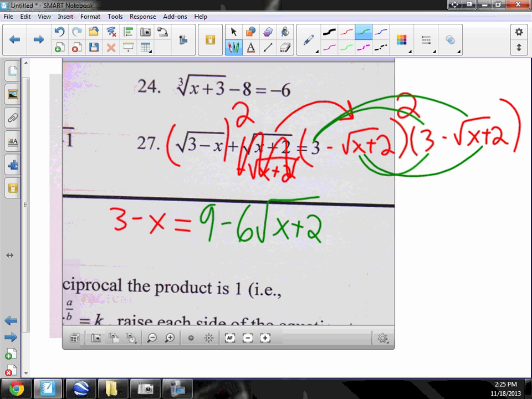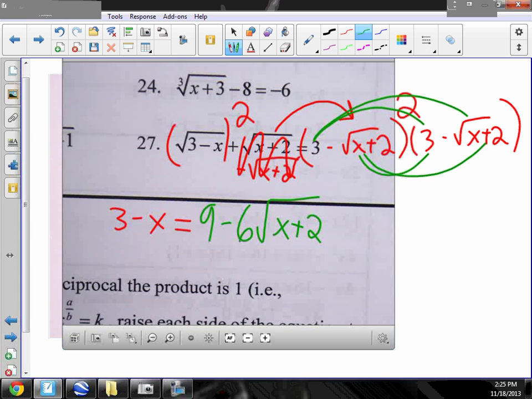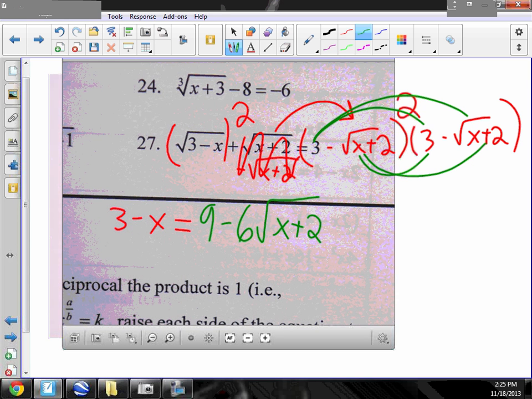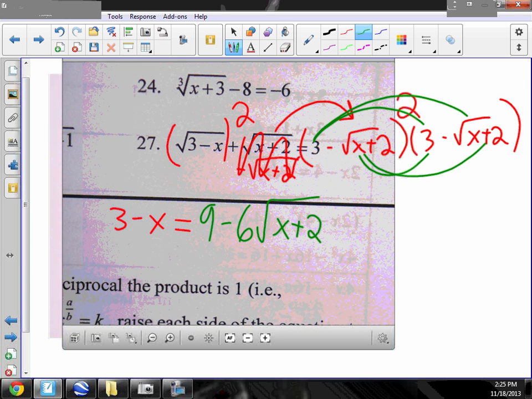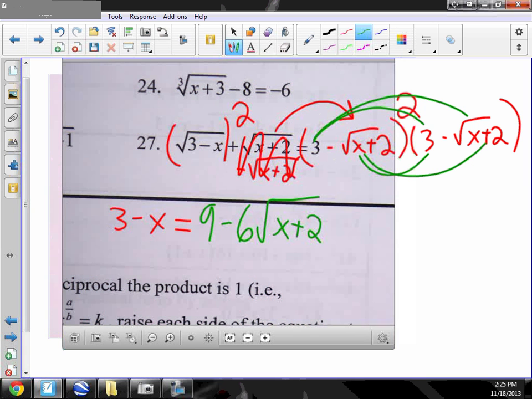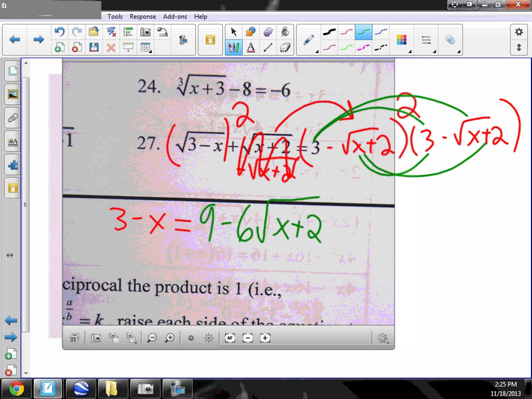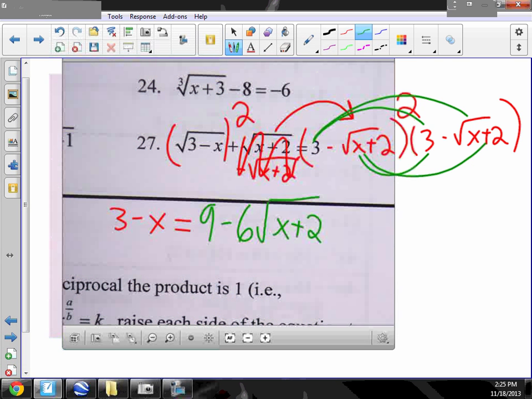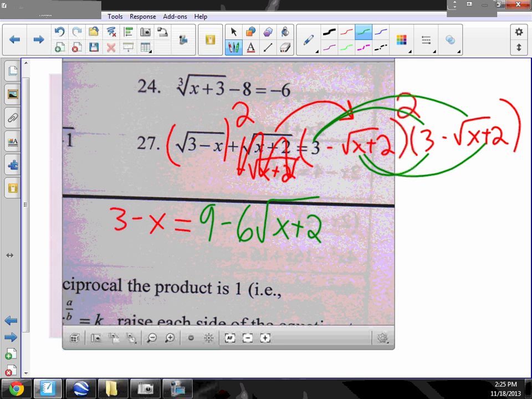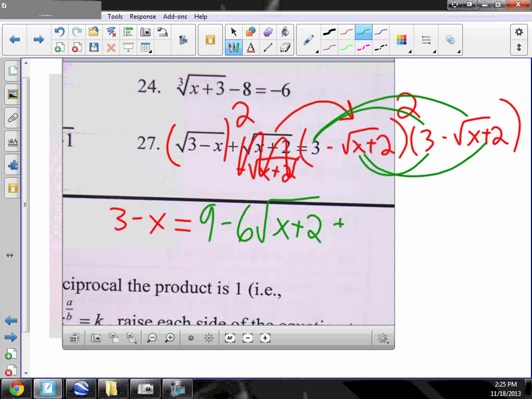And for the last one, what am I going to get? This one's kind of tricky. It's negative square root of x plus 2 times negative square root of x plus 2. Positive x plus 2. The negatives cancel, the square roots cancel, so it's just plus x plus 2.